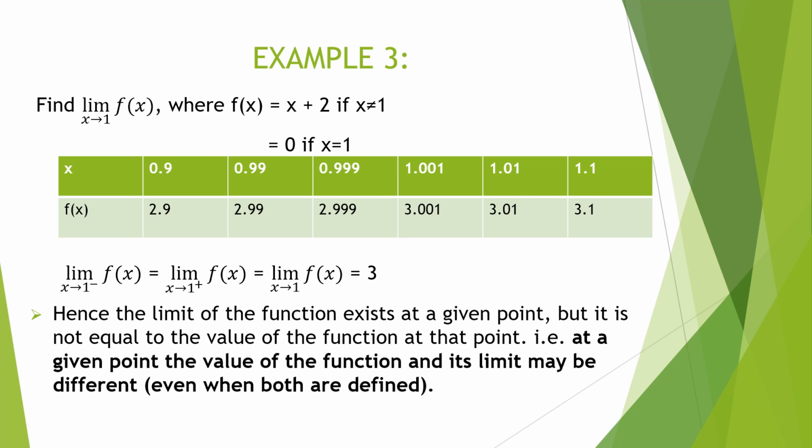If you see our function, how it is defined in the example, f(x) is equal to 0 if x equal to 1. So at x equal to 1, the value of the function is 0, but the limit of the function is 3. So it can happen that at a given point, the value of the function and its limit may be different, even if both of them are defined. So we have taken these three cases: when the limit exists, when the limit does not exist, and sometimes it happens that the limit exists but it is not the same as the value of the function at that particular point.